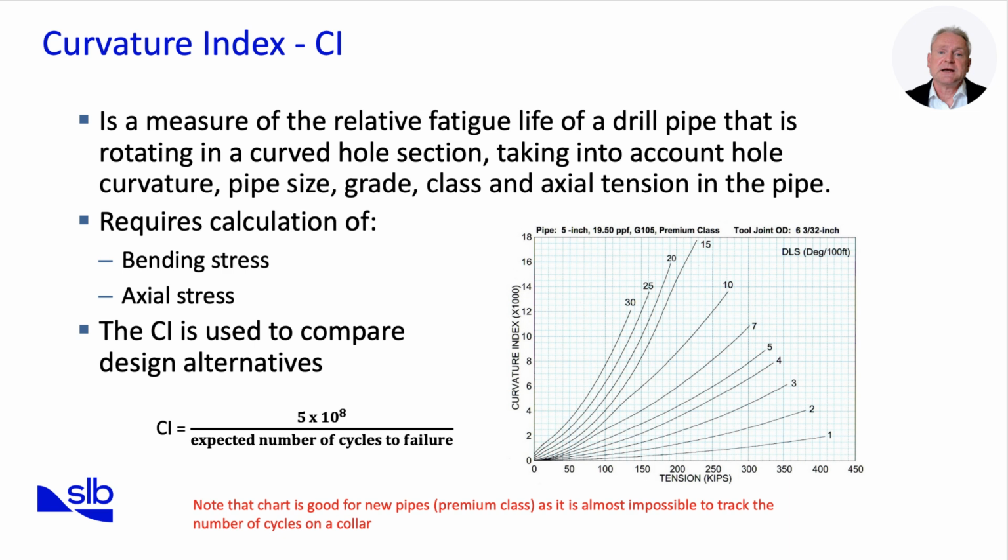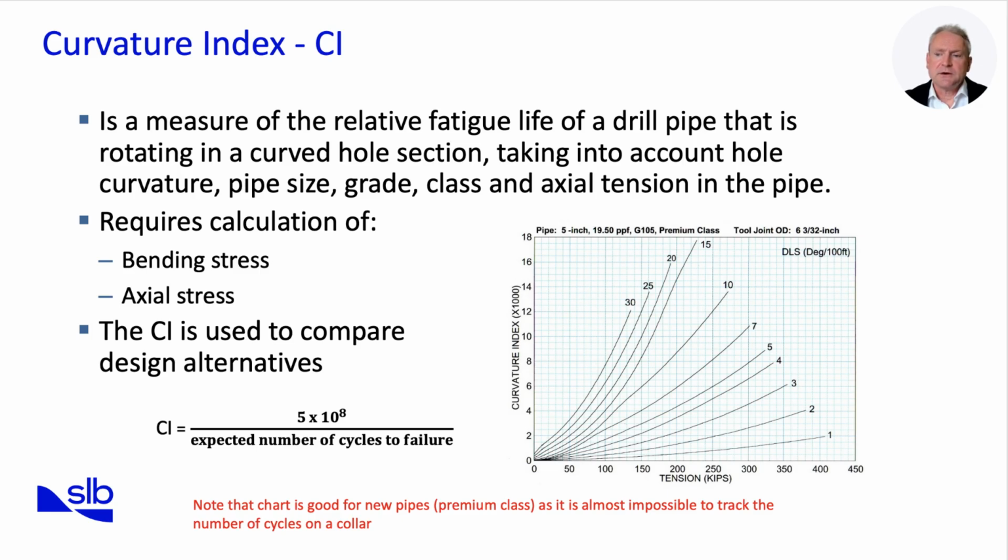In practice, CI is often used alongside fatigue design criteria, ensuring that the chosen well path can be drilled without excessive risk of premature failures. Looking at the graph on the right, on the x-axis is the tension of the string, the y-axis is the curvature index, and the lines represent the different doglegs.